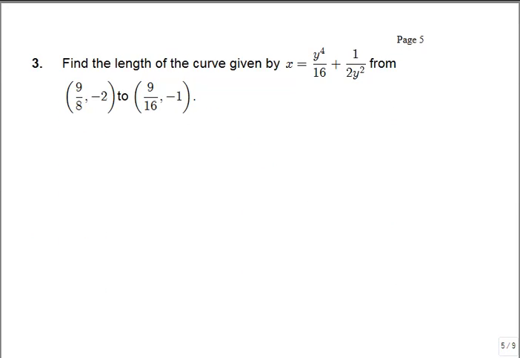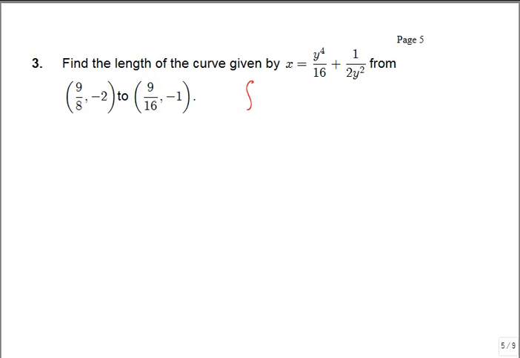We want to find the length of the curve given by x equals y to the 4th over 16 plus 1 over 2y squared from 9/8 comma negative 2 to 9/16 comma negative 1. So this time my function is x in terms of y. So that means we're going to need to use that arc length formula in terms of y. So we're going to use a dy integral.